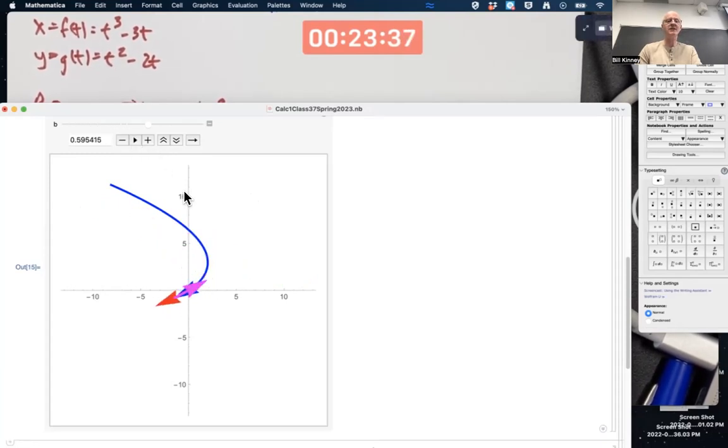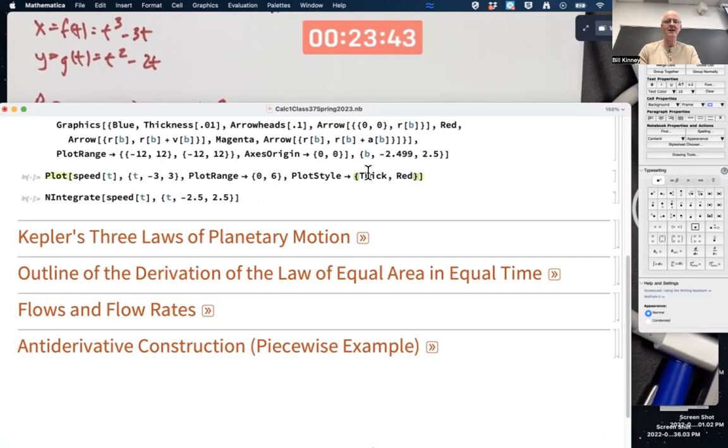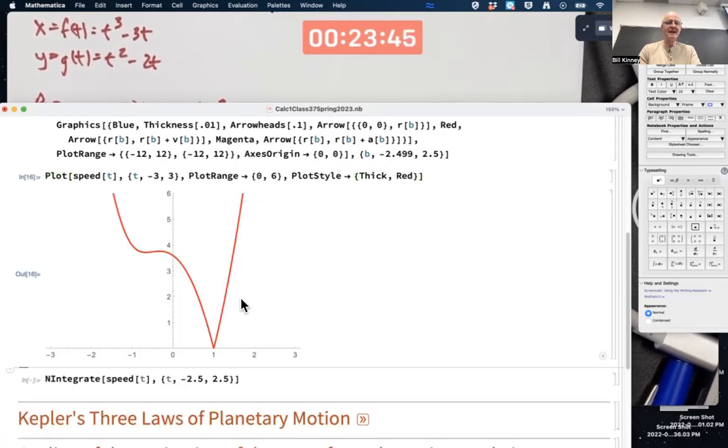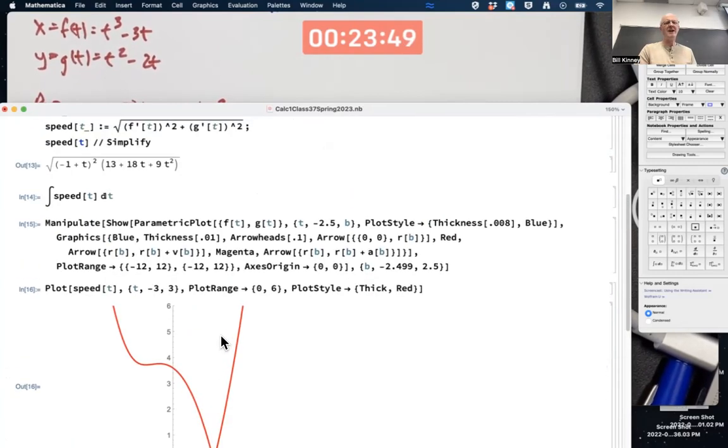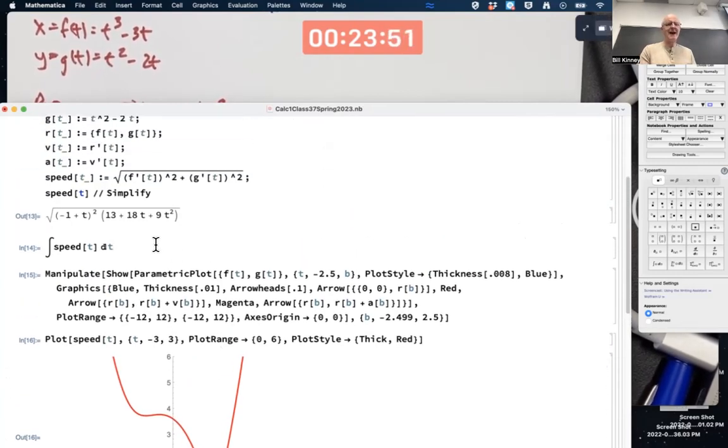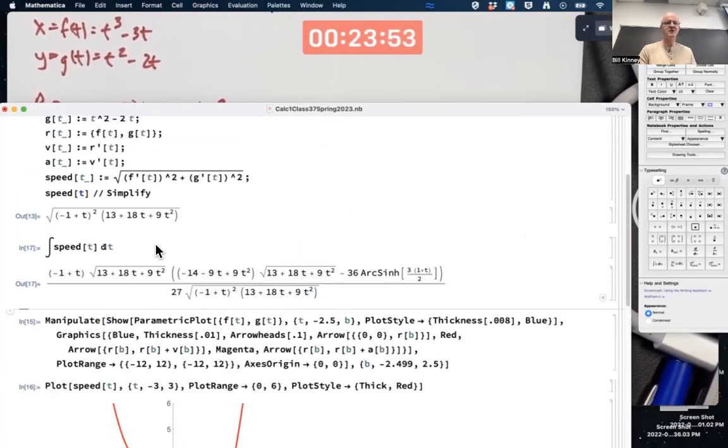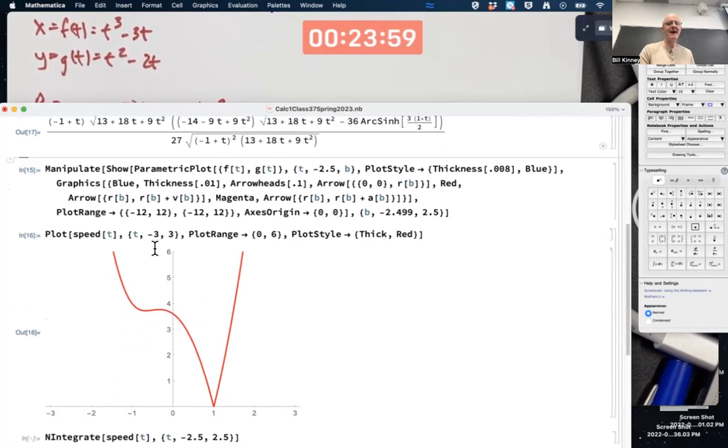Is this motion, the fact that there is a cusp in the motion, reflected in any of the other graphs, like the graph of the speed? Yeah. If you graph the speed, it's got a cusp. And what if we wanted to integrate the speed without trying to deal with that expression there? We could do numerical integration. We could try left and right-hand sums, averaging them, or ask Mathematica.